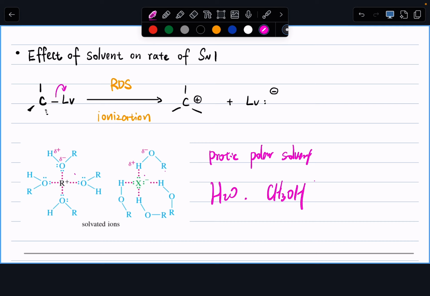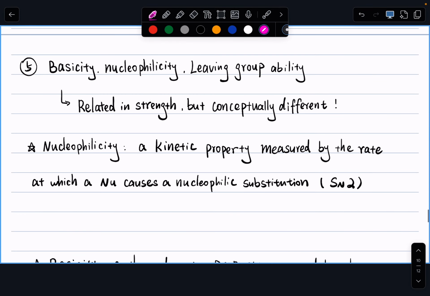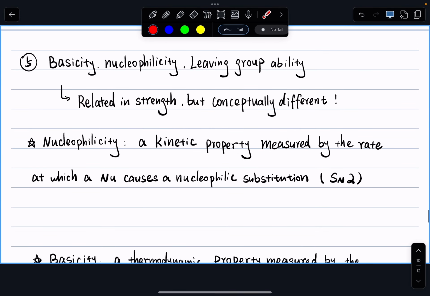All right. And I have about 5 minutes left. Before we finish today's lecture, I want to quickly emphasize the importance of these terminologies. So far we went over several similar terms that are inherently different. They're related in strength, but they're conceptually different. These are basicity, nucleophilicity, and leaving group ability.